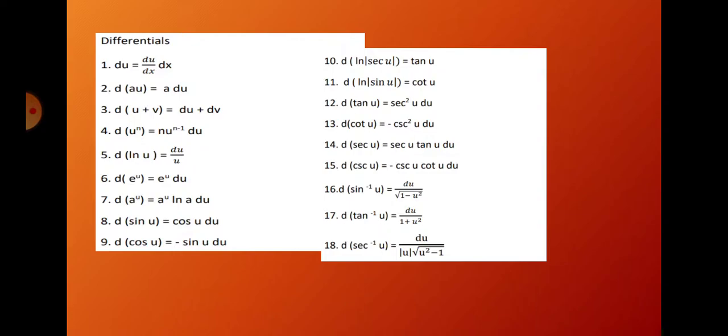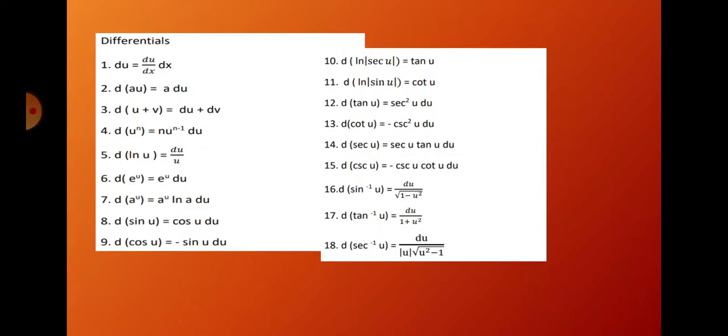10. d of ln the absolute value of secant u equals tangent u. 11. d of ln the absolute value of sine u equals cotangent u. 12. d of tangent u equals secant squared u du. 13. d of cotangent u equals negative cosecant squared u du. 14. d of secant u equals secant u tangent u du. 15. d of cosecant u equals negative cosecant u cotangent u du.